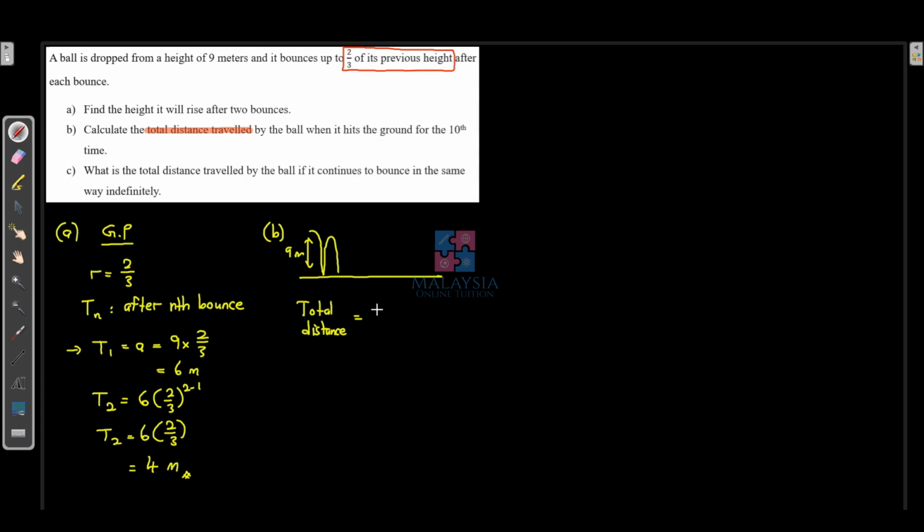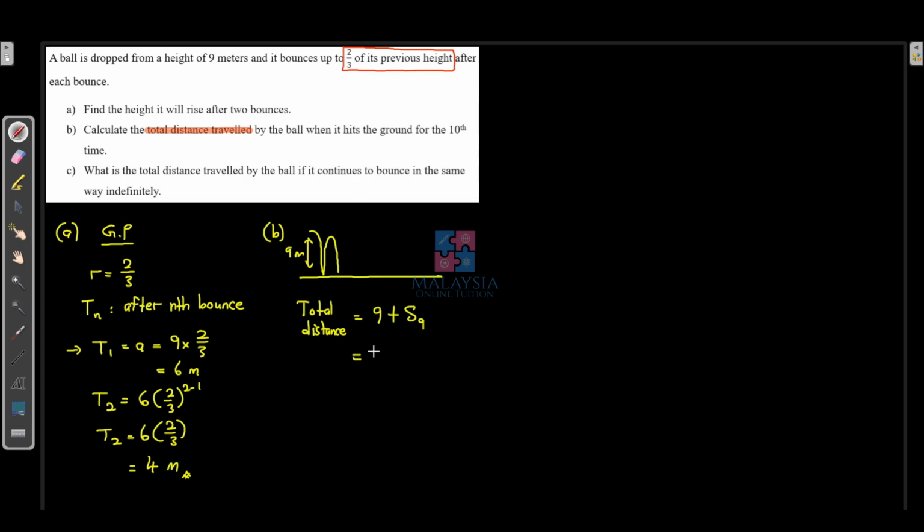So we have to add the 9 on our own in the beginning, and then plus, they said for the 10th time, when it hits the ground for the 10th time. You know that when it hits the ground for the 10th time, that means that is after the 9th bounce, because the first time it hits the ground is at the start of the geometric progression. So you don't want until the 10th bounce, because if you take the 10th bounce, it means that it already hits the ground the 11th time. That's why 9 plus S9, because we want until the 9th bounce.